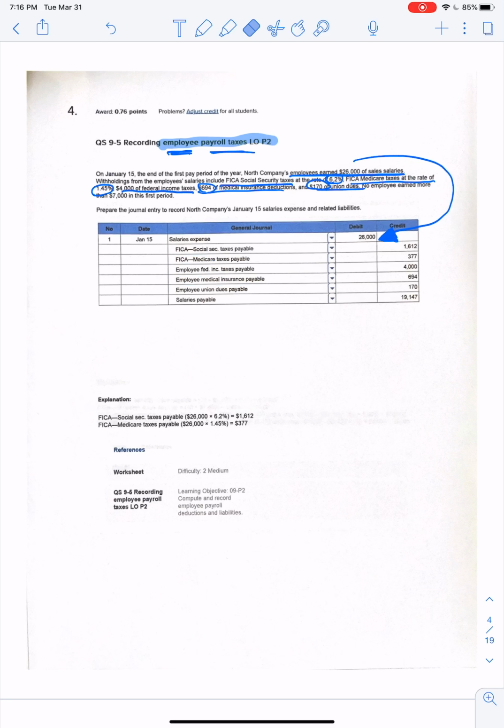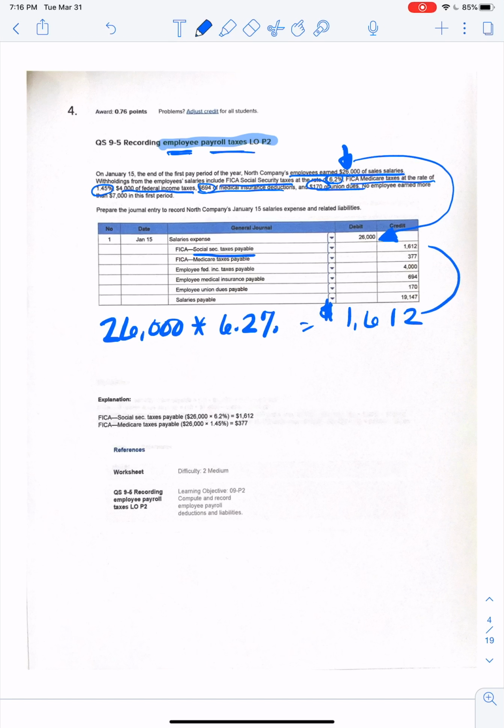So to calculate our Social Security taxes payable, we're going to take our total salaries that we've earned here, this $26,000, and I'll multiply that by 6.2%. And when I do that, I'll get $1,612. And you see that pull through right there.